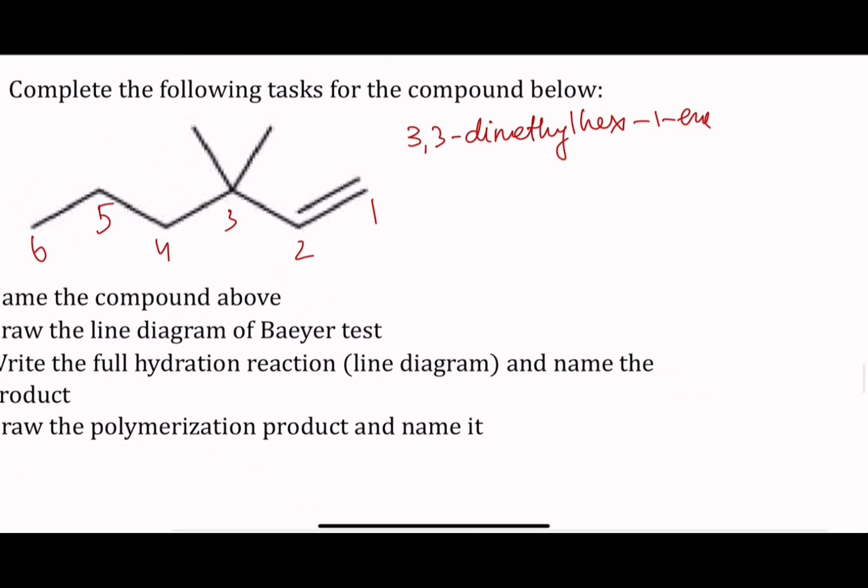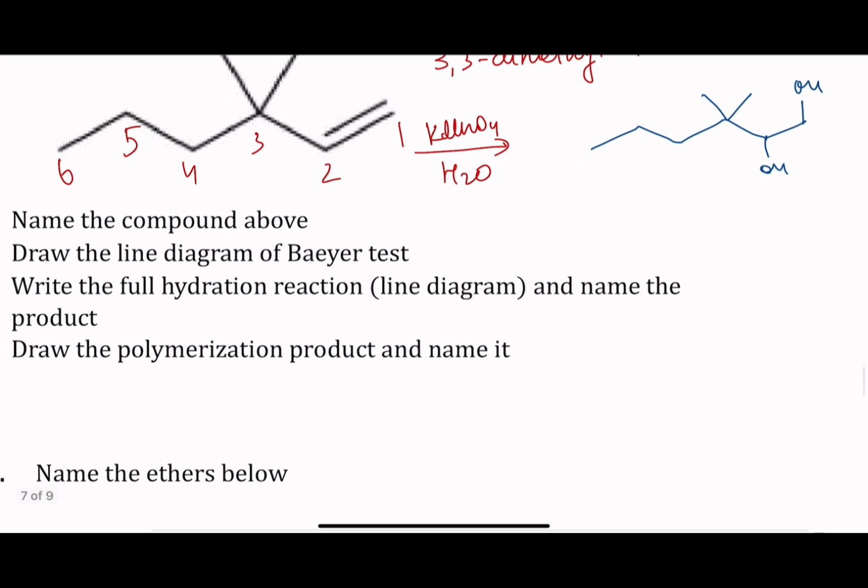Draw the line diagram of Baeyer test. So for Baeyer test, we need to just use KMnO4 if we're not asked for the whole reaction. The way it will look like this. So we break the double bond, we put one OH here and one OH here, and there you go.